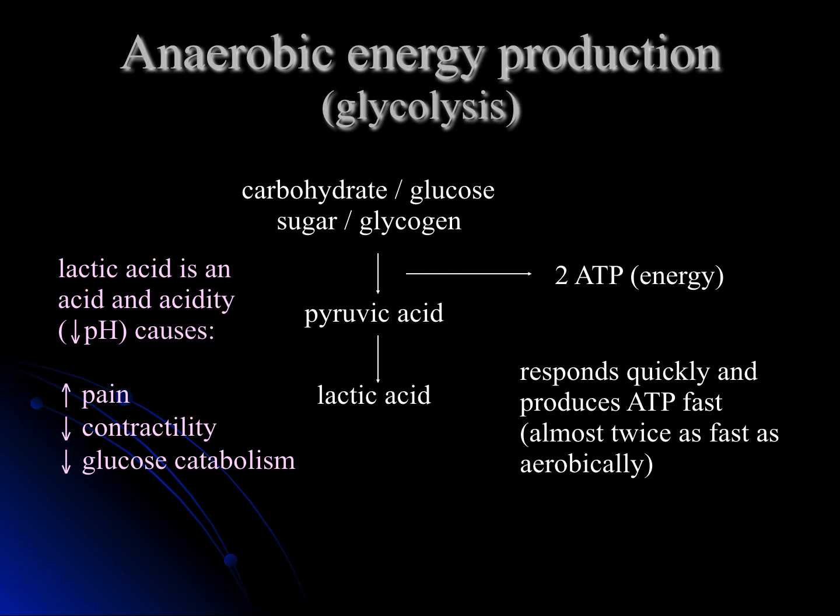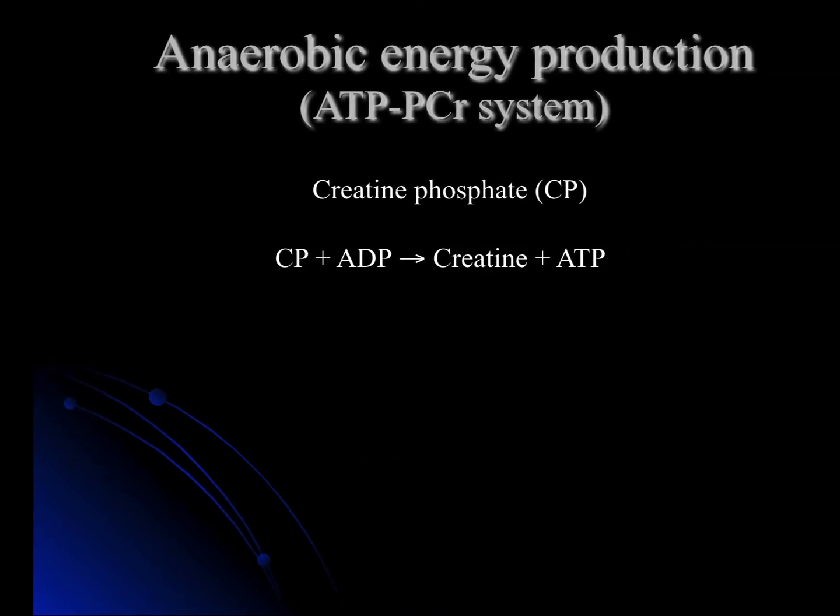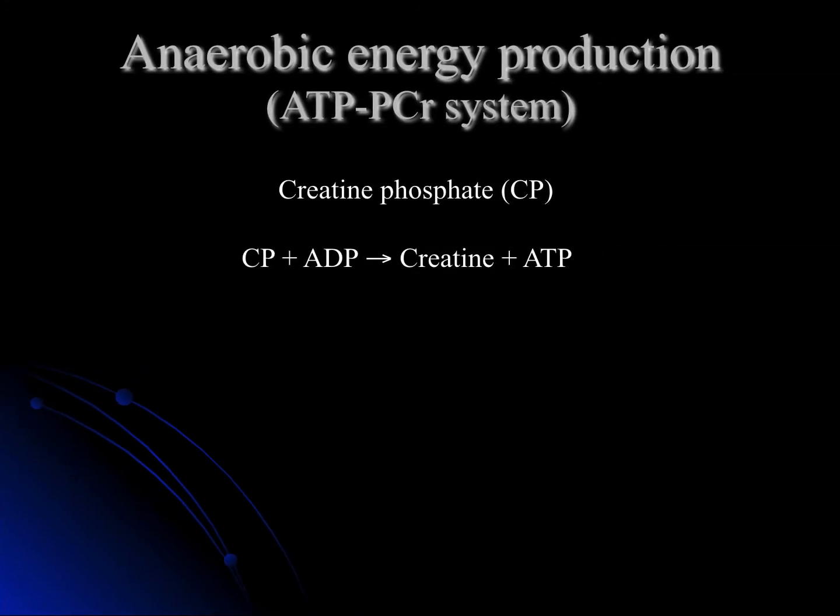Now, what's the second anaerobic pathway? ATP-PC system. Very simple. It uses creatine phosphate for fuel, and there's the summary reaction showing the transfer of the high-energy phosphate from the creatine phosphate to the adenosine diphosphate to produce ATP. You can see on this slide I'm using 2 abbreviations for creatine phosphate or phosphocreatine, and again, 2 abbreviations, exactly the same thing.